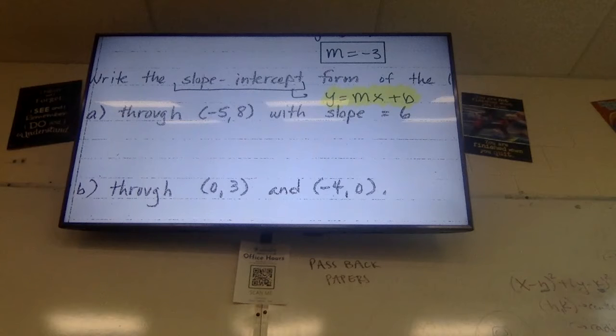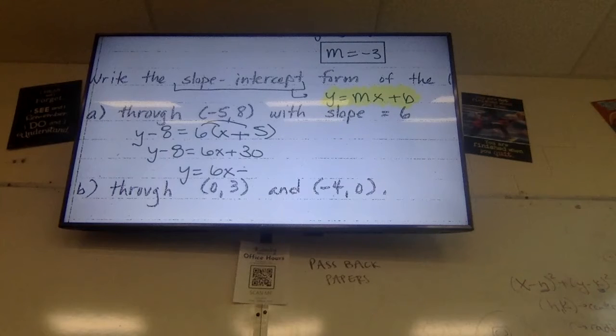I personally like to do it this way. That doesn't make it right, and it doesn't make it the best way. It just means this is what Miss White likes. I like to put my equation in point slope form: y minus 8 equals 6 times (x minus -5). And then I take that and make it into slope-intercept form. So that becomes plus 5. Let me distribute my 6. y minus 8 equals 6x plus 30. And then I'd add 8 to both sides to say y equals 6x plus 38.